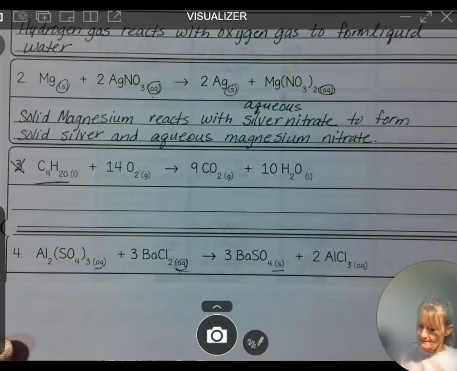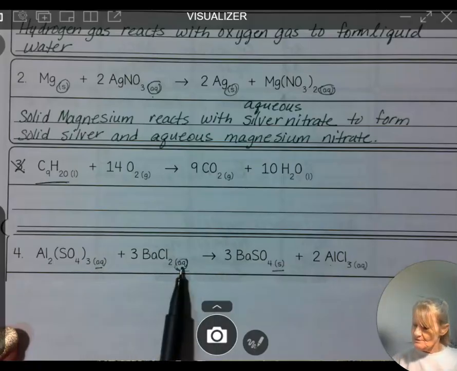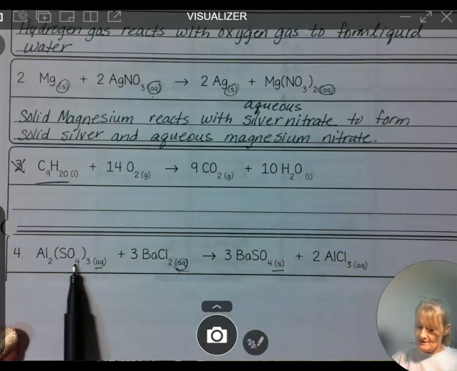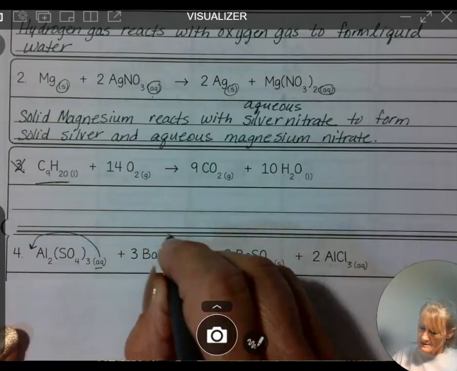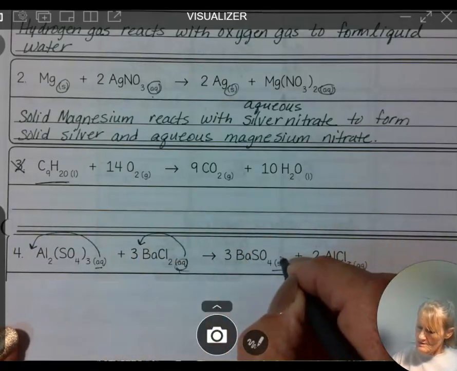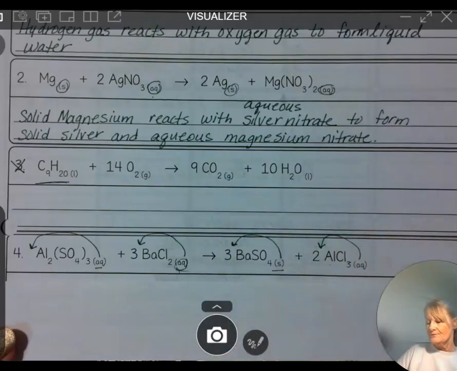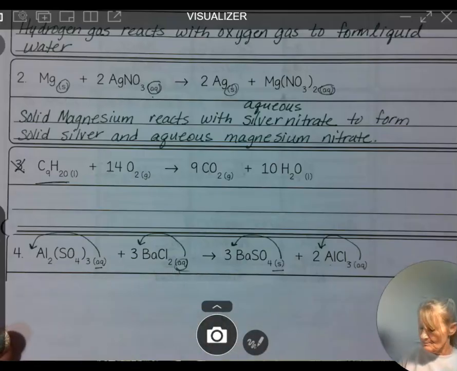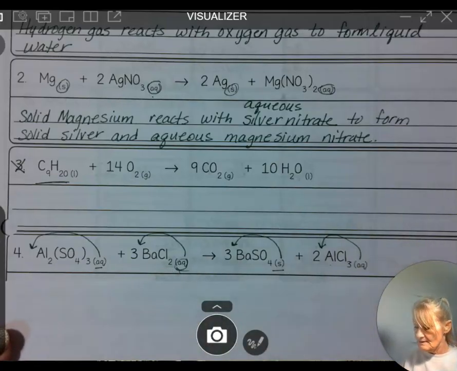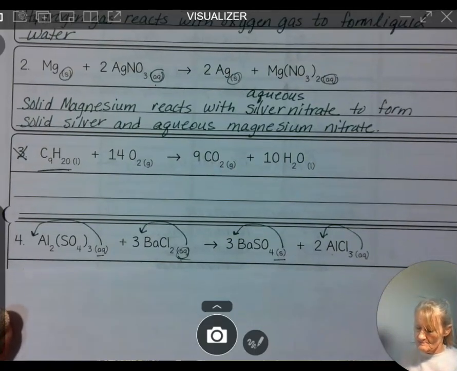Okay, number 4. Why don't you try that one on your own, see if you can get it. Again, use your states of matter. Be sure you put them out in front, so those go out in front of the word. And you're going to need your yellow sheet to look up these if you don't know what they are already. So pause and then see if you get it, and then you check it with me.